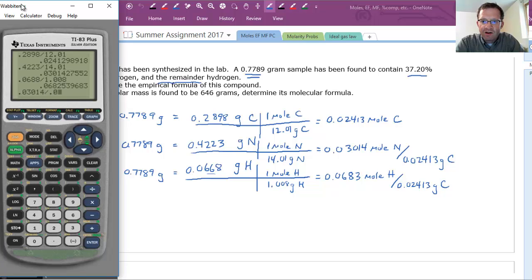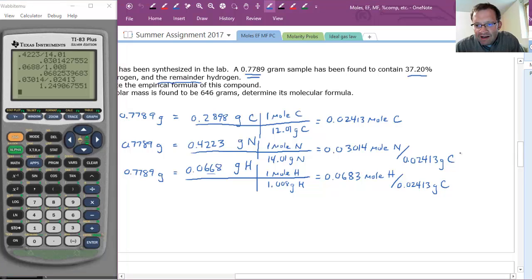0.03014 divided by 0.02413. The calculator says 1.25. Remember, we can have this come out nicely to nice whole numbers, like in the last problem. We can have it come out to nice halves, even. In this case, it's coming out to 1.25. That's kind of ugly at first.